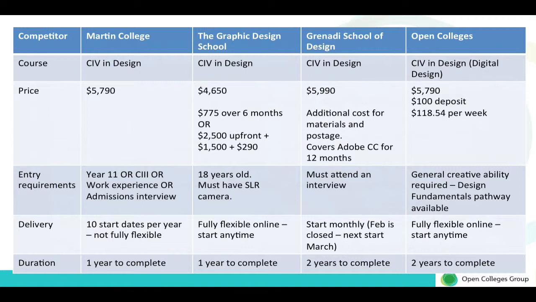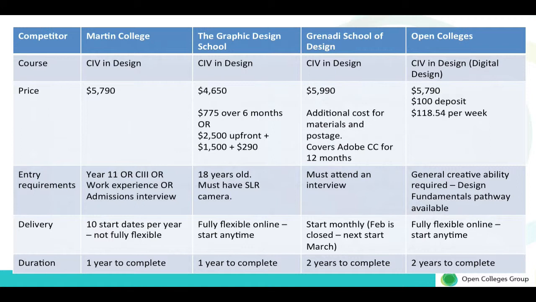Okay. So in terms of our competitors and what makes our course different to others. The first competitor I came across was a private institute called Martin College. Martin College have campuses in Sydney, Brisbane and Melbourne. They teach a whole bunch of different areas. So they teach business, they teach design, they teach information technology. So they're a bit fragmented, I guess, disjointed. They're offering the course at the exact same price that we are, $5,790, which is interesting.